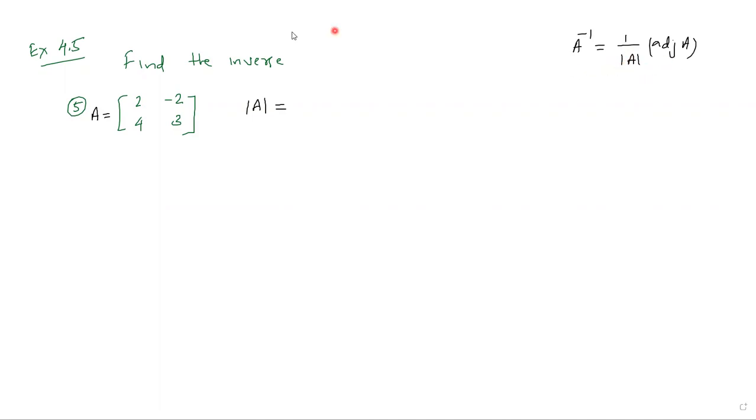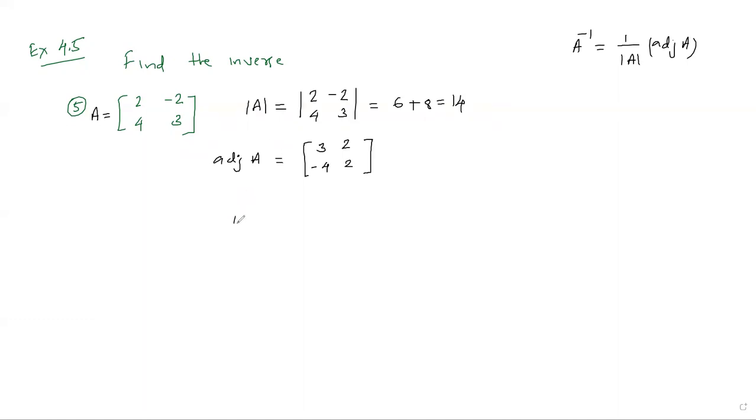So first check that. I got 2, minus 2, 4, 3. 2 into 3 is 6, minus 4 into minus 2 is minus minus 8, plus 8, so 14. So the inverse exists. So you need the adjoint of A. For the adjoint of a 2 by 2 matrix, I told you an easy technique: just interchange the diagonal elements, so 3, 2. Then change the sign of the off-diagonal elements. 4 becomes minus 4, minus 2 becomes 2.